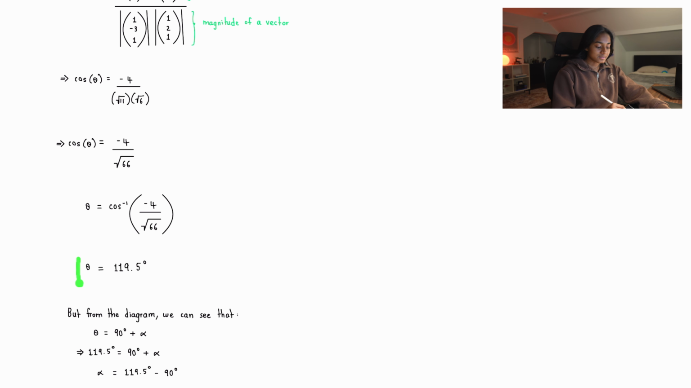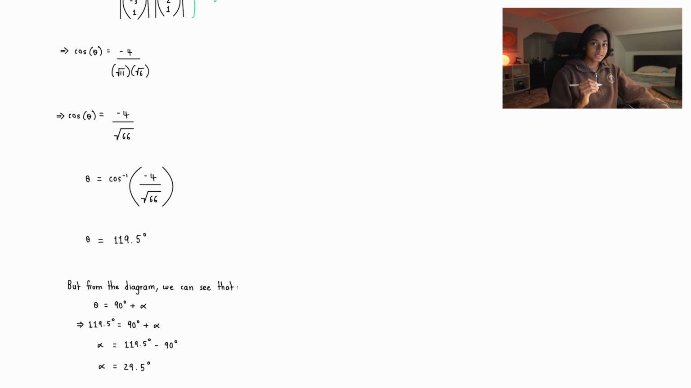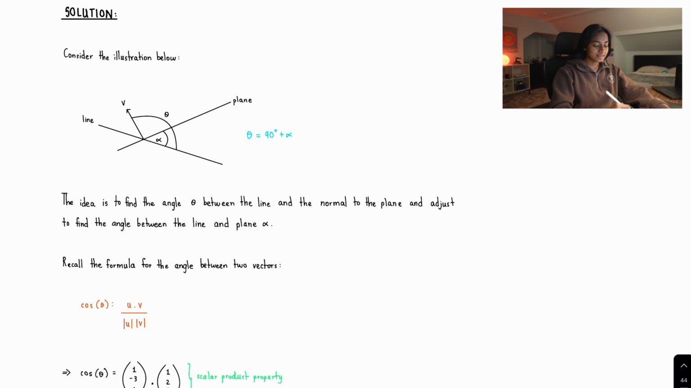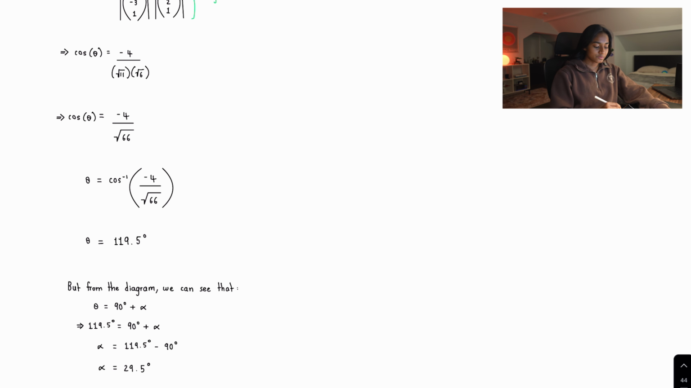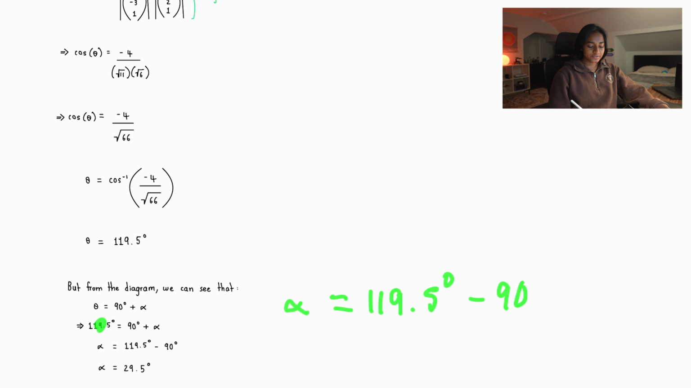Now that we have theta, we are going to use it to find alpha, which is actually what we are looking for. From the diagram, we see that theta is actually equal to 90 degrees plus alpha. So we can find alpha given we have the value for theta. Alpha would be equal to 119.5 degrees minus 90 degrees, which is equal to 29.5 degrees, and that is our answer for part D.